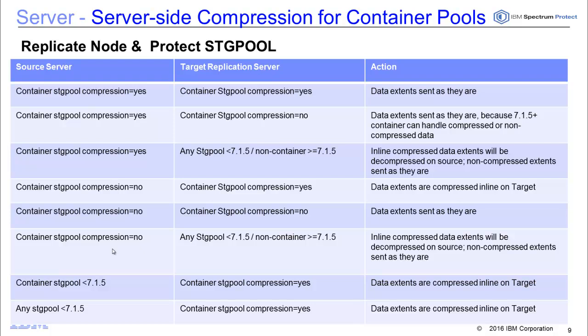So if the target server and the source server both have compression on, we simply send the data as it exists. If the target server is still using a container storage pool, it's at version 7.1.5 or above, and compression is off, we're not going to take the time to decompress the data. We're just going to send it as it is. The only time you're going to start seeing us decompressing the data is if the storage pool is not a version 7.1.5 pool, if it's below that, or if it's a non-container pool. You will see us compress the data if we go from a container storage pool with compression turned off over to a container storage pool with compression turned on.